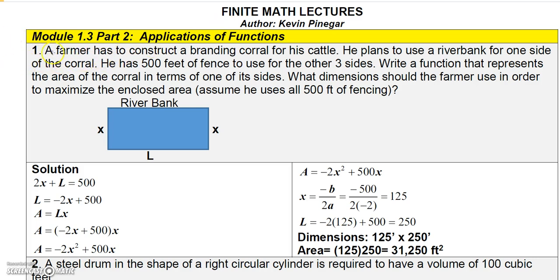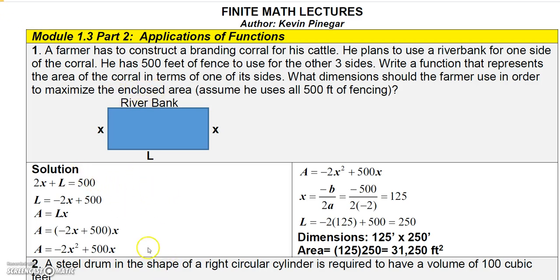Number one says a farmer has to construct a branding corral for his cattle, and he plans to use the riverbank for one side of the corral. He has 500 feet of fence to use for the other three sides. Write a function that represents the area of the corral in terms of one of its sides, and then find out what dimensions the farmer should use to maximize the enclosed area.